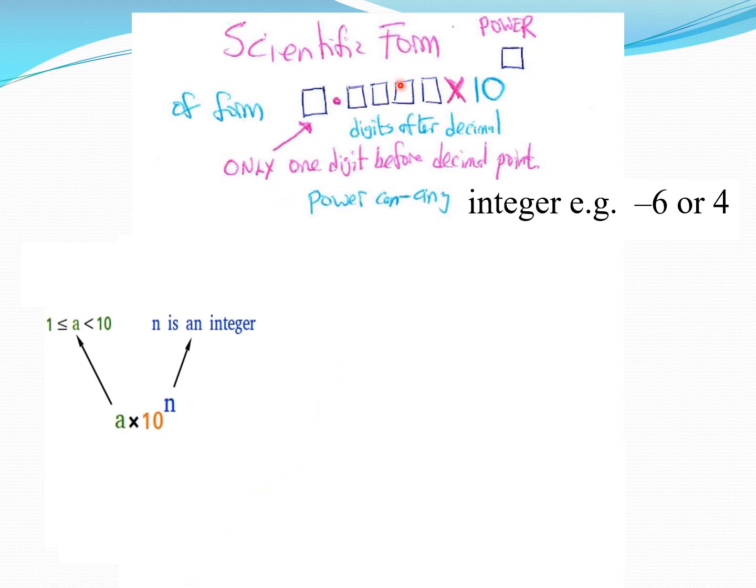So again, this is just another way of looking at the scheme. In scientific form, we only have one digit in front of the decimal point. So it's something times, and you can have as many digits as you like after the decimal point, multiplied by 10 to some power, and the power is an integer, as we said. So for example, the power could be minus 6, or it could be 4.